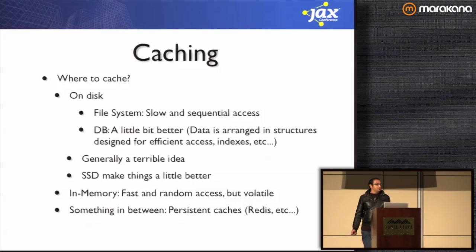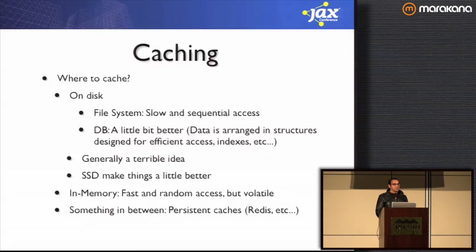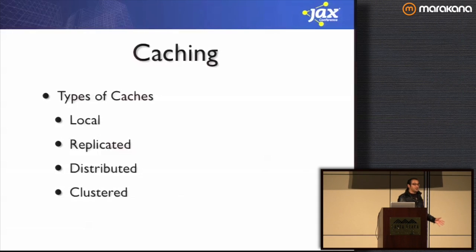Or you can cache in memory. It's fast, you get random access, but it's volatile. Or you can have something in between, like using a NoSQL database like Redis as a persistent cache. So there are multiple types of caches.